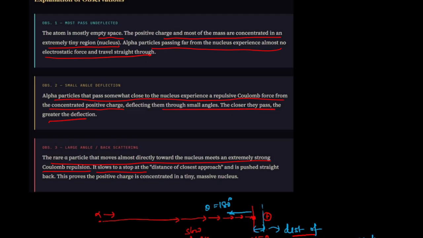This is the alpha particle which will come closest to the nucleus. Out of all the alpha particles, the one coming straight to the nucleus, as you can see here, will gradually slow down. At some point it will stop and then turn back. The distance of this turning point from the nucleus is the closest distance of any alpha particle from the nucleus. No other alpha particle can come this close. So the particles deflecting by 180 degrees are coming closest to the nucleus, and the closest distance corresponds to the point from where they turn back. Is it clear? So all three observations are now justified.